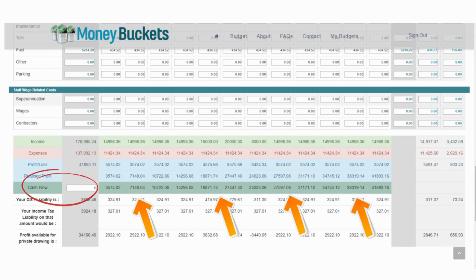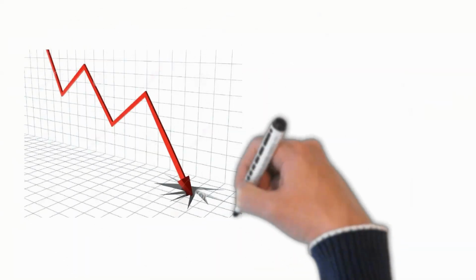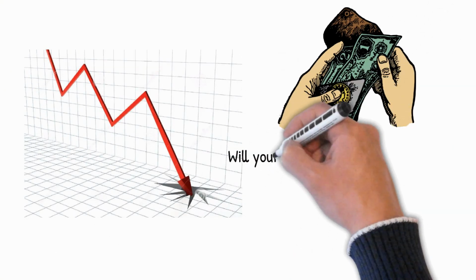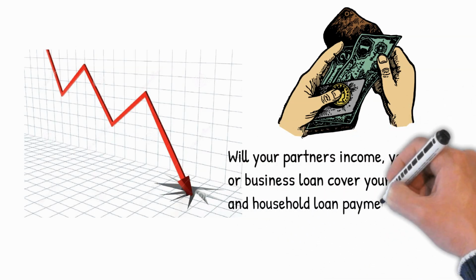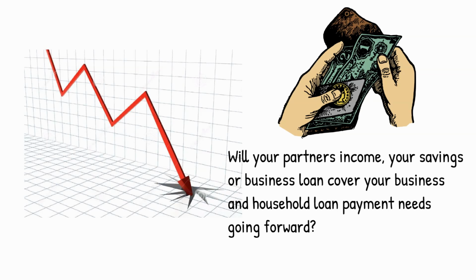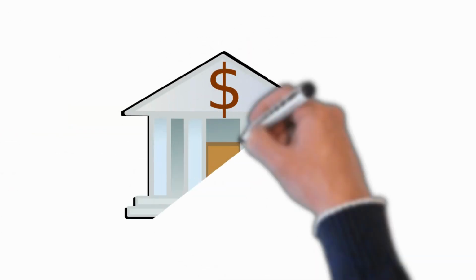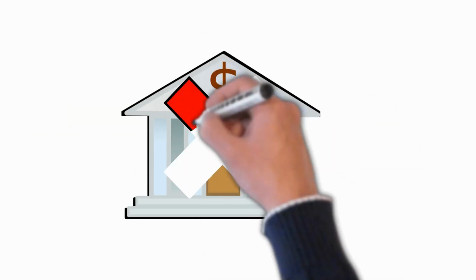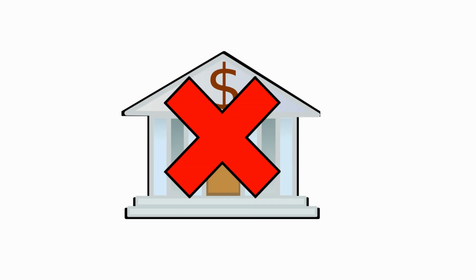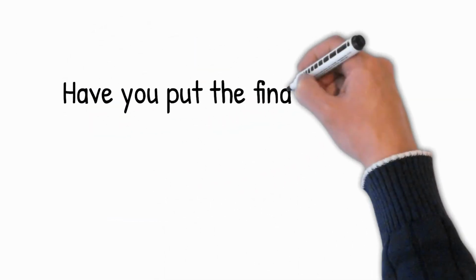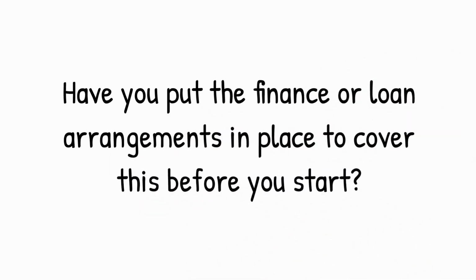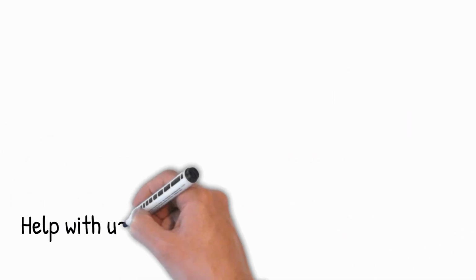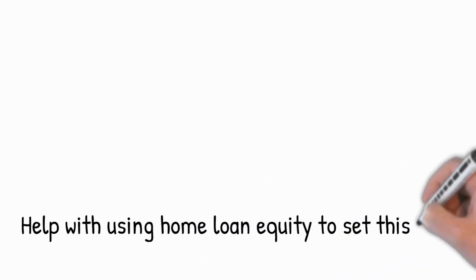What's the coming cash flow look like? Many businesses don't initially make a profit to start. Will your partner's income, your savings or business loan cover your business and household and loan payments before going forward? You may not be able to borrow additional money in a loss situation or a bad cash flow situation. Have you put the finance or loan arrangements in place to cover this before you start? Starlight Home Loans can help with using home loan equity to set this up before you take the plunge.